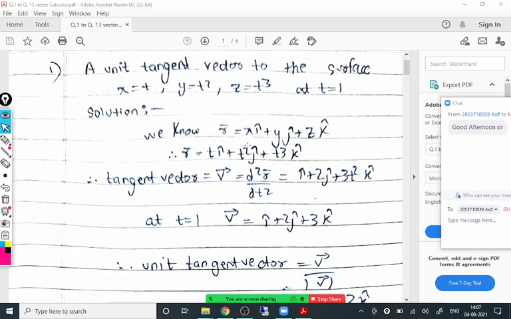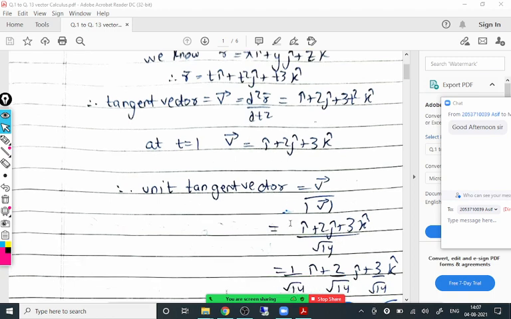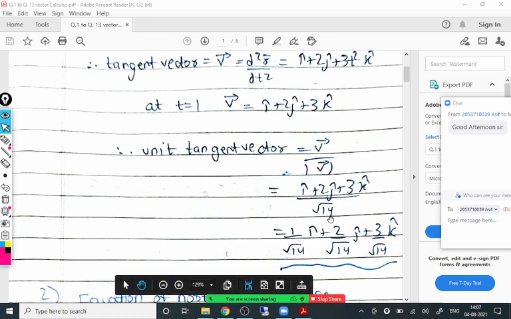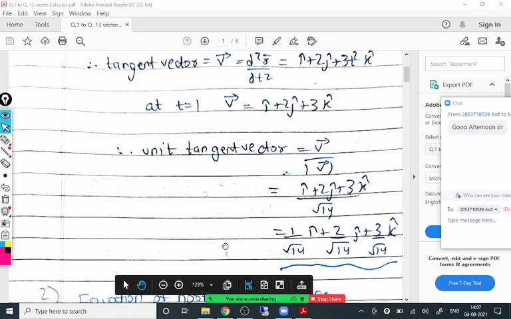The question is to calculate the velocity vector, then the unit velocity vector or unit tangent vector. The unit tangent vector is v bar upon mod v bar, that's correct, just dividing by the magnitude of the vector. And how to get the magnitude? Square root of 1 plus 4 plus 9, and that is root 14. So this is the correct answer. Good. If anyone has a doubt, yes, you can ask in between also.